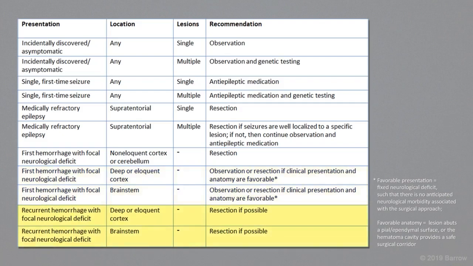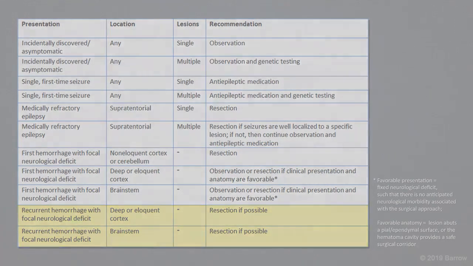We know that lesions in the brainstem have a higher rate of rehemorrhage if they present symptomatically, so we do recommend for patients that have had a recurrent hemorrhage and the lesion located in the deep eloquent cortex or in the brainstem, that resection may be indicated if it is deemed appropriately safe, again based on the anatomical and clinical presentation.